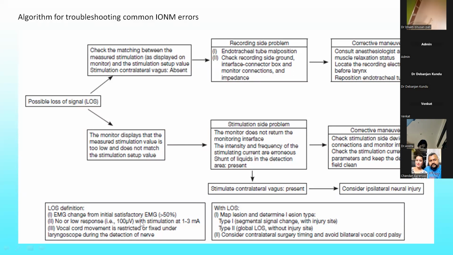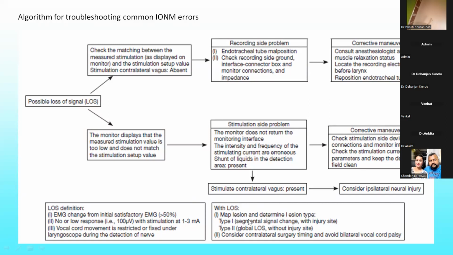No or low response, that is below 100 microvolts with a stimulation at 1 to 3 milliamp current. Also, we can consider it similarly as a loss of signal definition: the vocal cord movement is restricted or fixed under laryngoscope during the detection of the nerve. What we can do with the loss of signal is map the lesion and determine the lesion type.